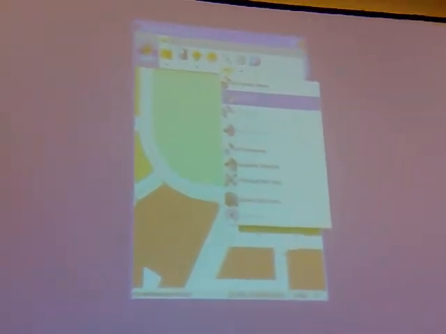Probably come to the island and check it out and have a bit of a look yourself. So where are we at now?